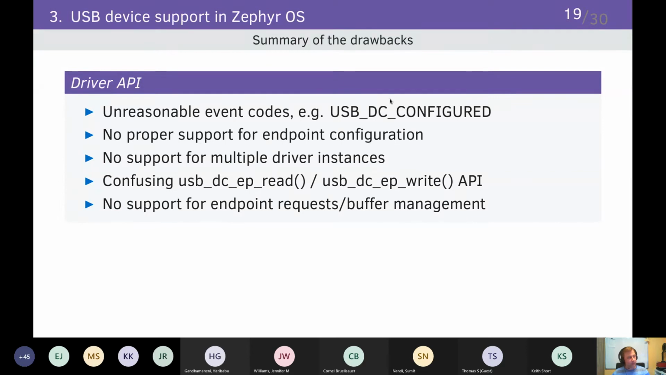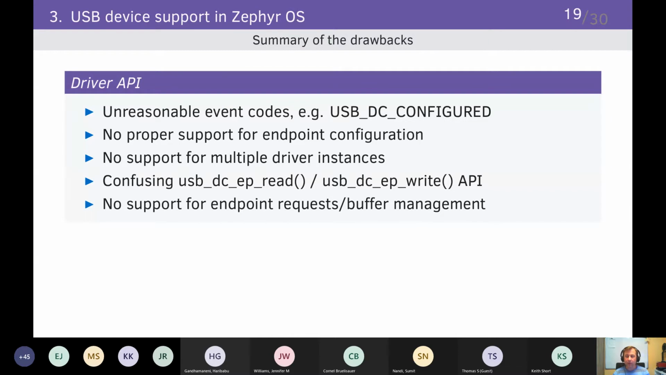So the summary of the drawbacks in the driver library is that we have unreasonable event codes in the drivers themselves, like USB-DC configured, which is just misplaced because the driver never knows if the device itself is configured or not. There is no proper support for endpoint configuration, and there is no support for multiple driver instances. We only support one driver at a time at build.